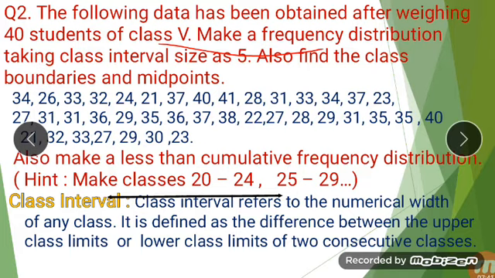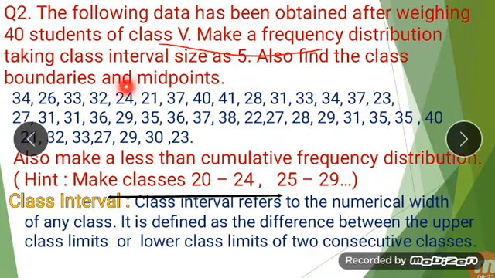So let's first understand what class interval is. Class interval refers to the numerical width, or we can say class size. It is defined as the difference between the upper class limits or lower class limits of two consecutive classes. We can see here that 20 is the lower class limit of the first class and 25 is the lower class limit of the next class. So 25 minus 20 will give 5. Similarly, 29 is the upper class limit and 24 is also the upper class limit of the first class. So 29 minus 24 will give 5. So this is the class interval size and it will be the same for each class.